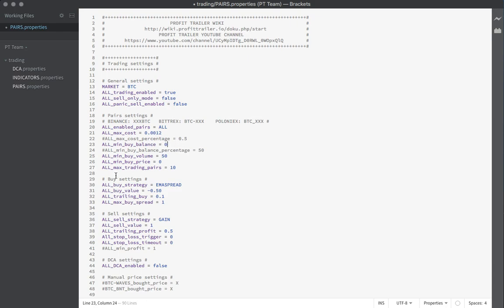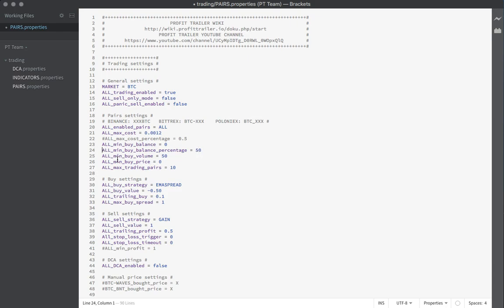Or if you set this to 0, and then you enable this line below it that says all min by balance percentage, that means that you will be using a percentage. It will hold back half of whatever your balance is, no matter how much you have, and it will not trade with less than 50% if you use 50. If you set this to 30, again, it means it will hold back 30% of your total pending value and will not trade with it.